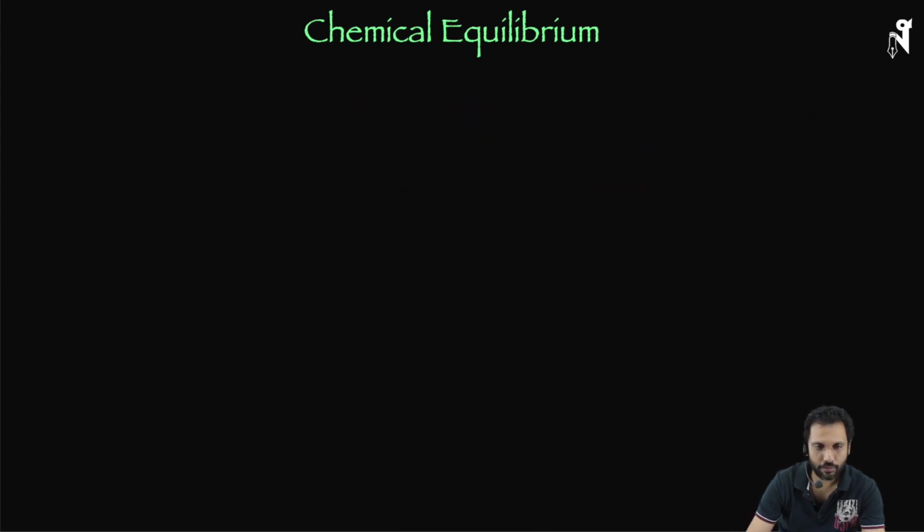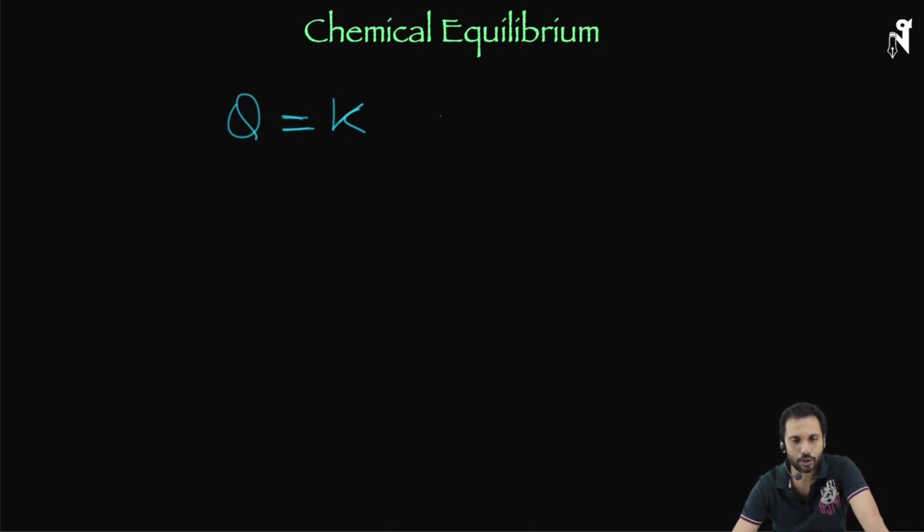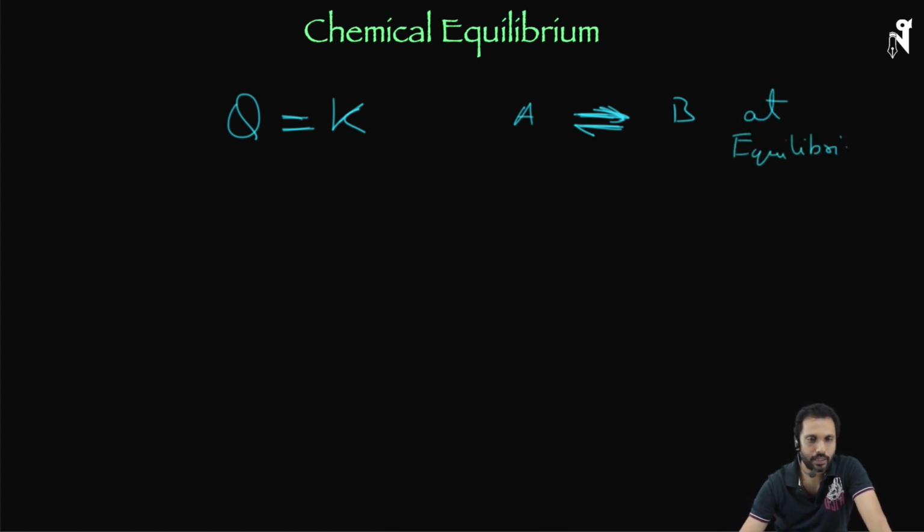So what we have formulated is, when your Q is equal to K, that time when your reaction quotient is equal to the equilibrium constant, that means we are actually studying the situation at equilibrium. A certain reaction is happening, A gives B. When this happens, it is actual equilibrium. Both arrows of the same length you can depict. It is at equilibrium.